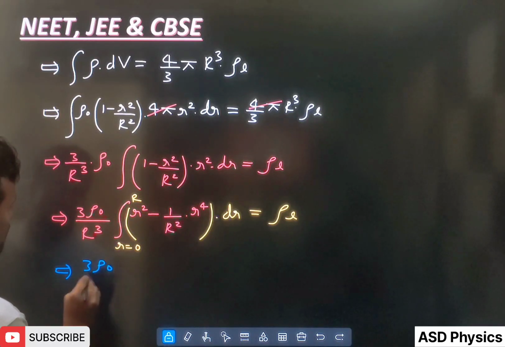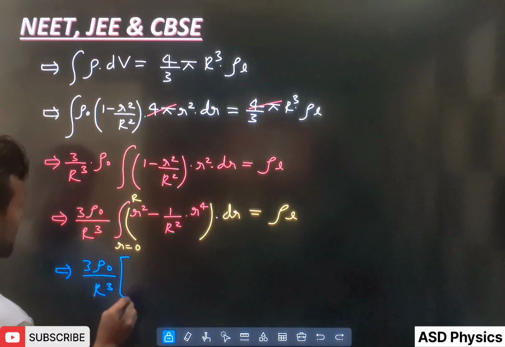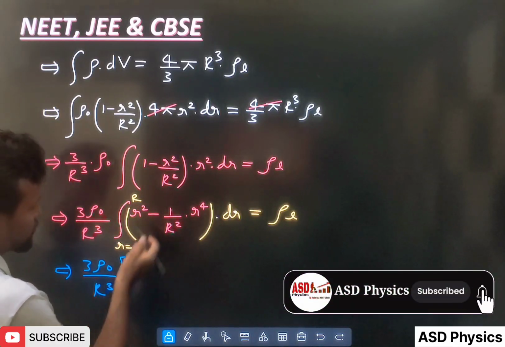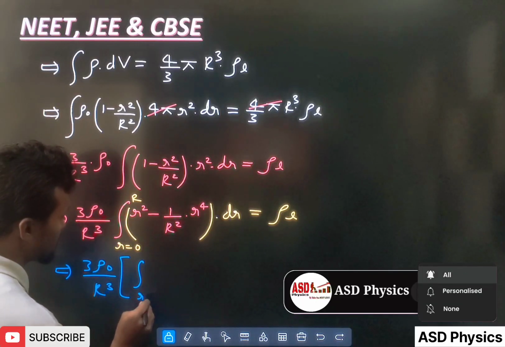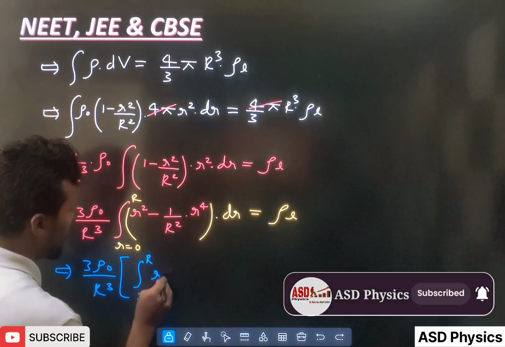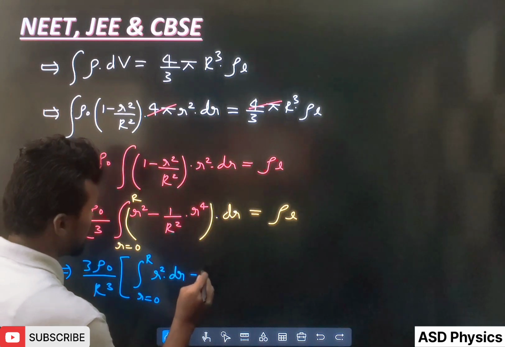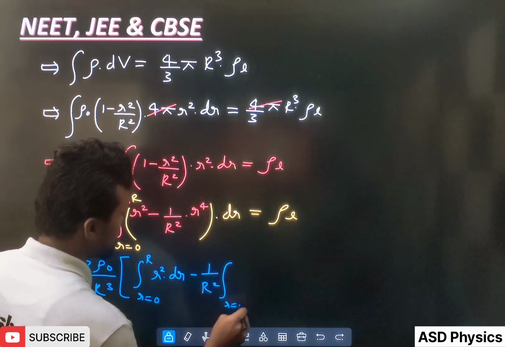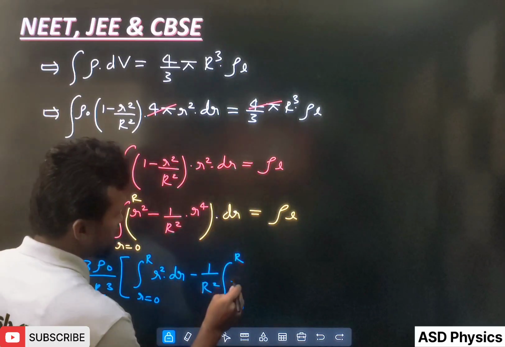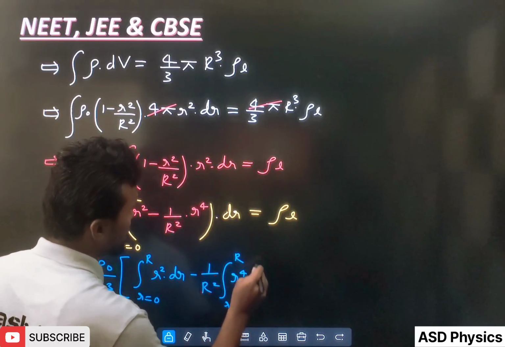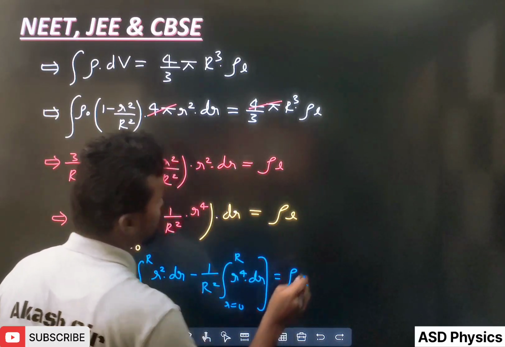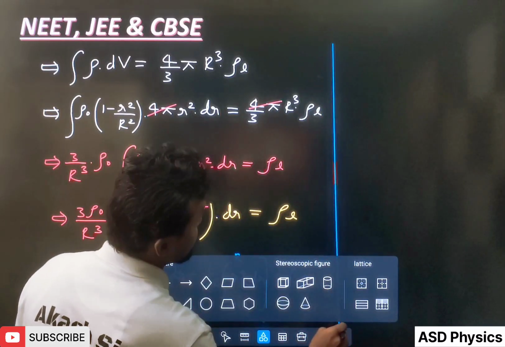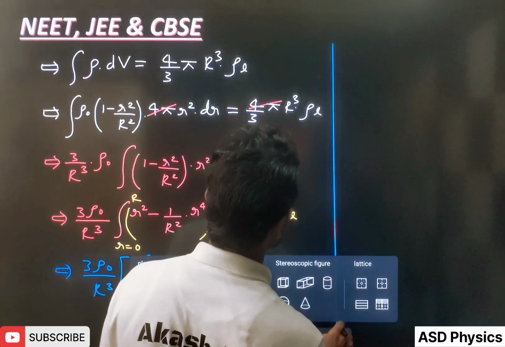This is the 3 rho naught by R cube, and see here, this r square into dr. Even if you write here, I will write here one more step. r equal to 0 to R, and this will become here r square into dr minus 1 by R square, and again r equal to 0 to R, and this will become here what? r to the power 4 into dr, and that is rho L. Okay, next steps we will write here.